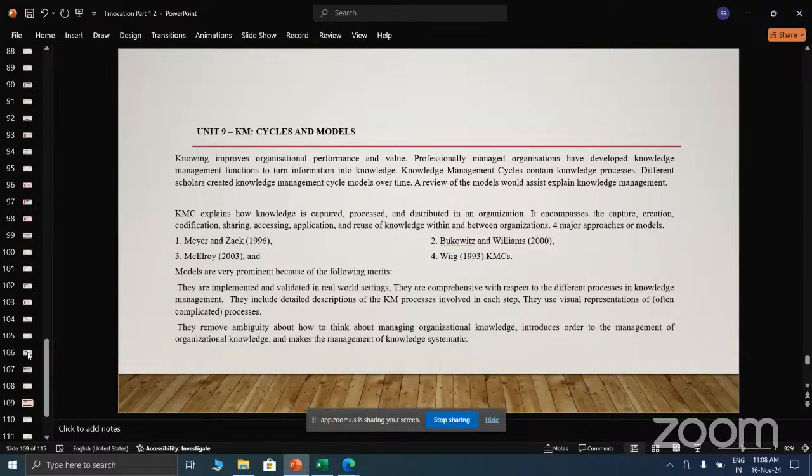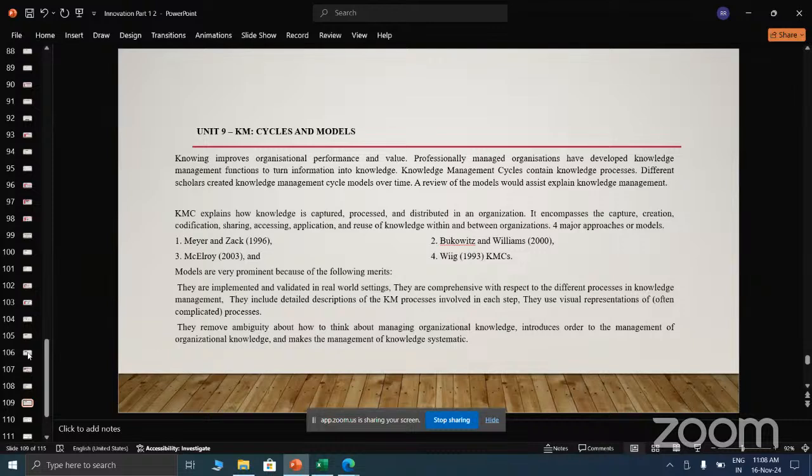Now let's look at knowledge management cycles and different models. Having understood what knowledge management is, it is knowing that improves organizational performance and value. Professionally managed organizations develop knowledge management functions to turn information into knowledge. Knowledge management cycles can contain knowledge processes. Different scholars created knowledge management cycles and models over time.